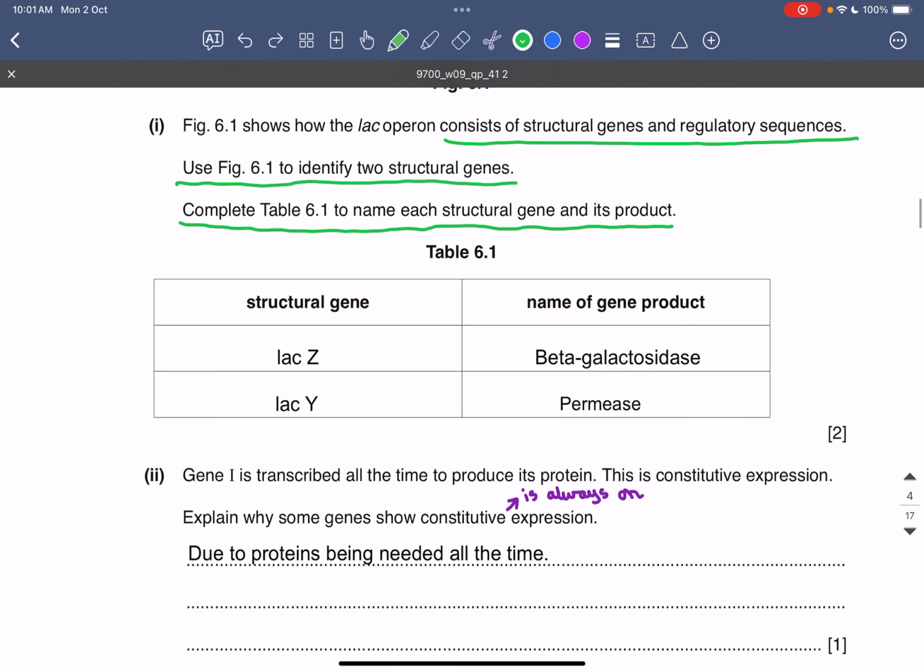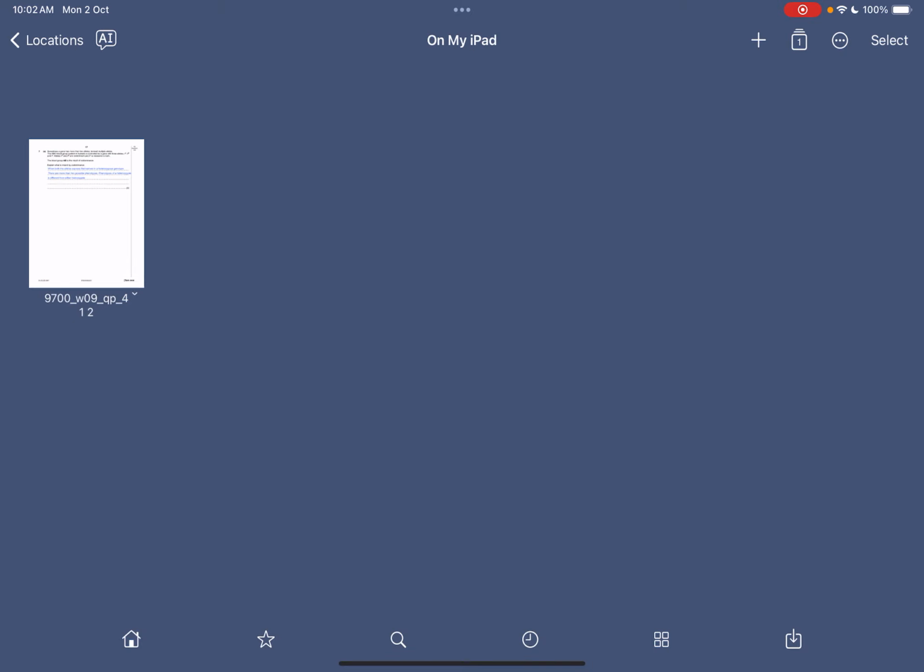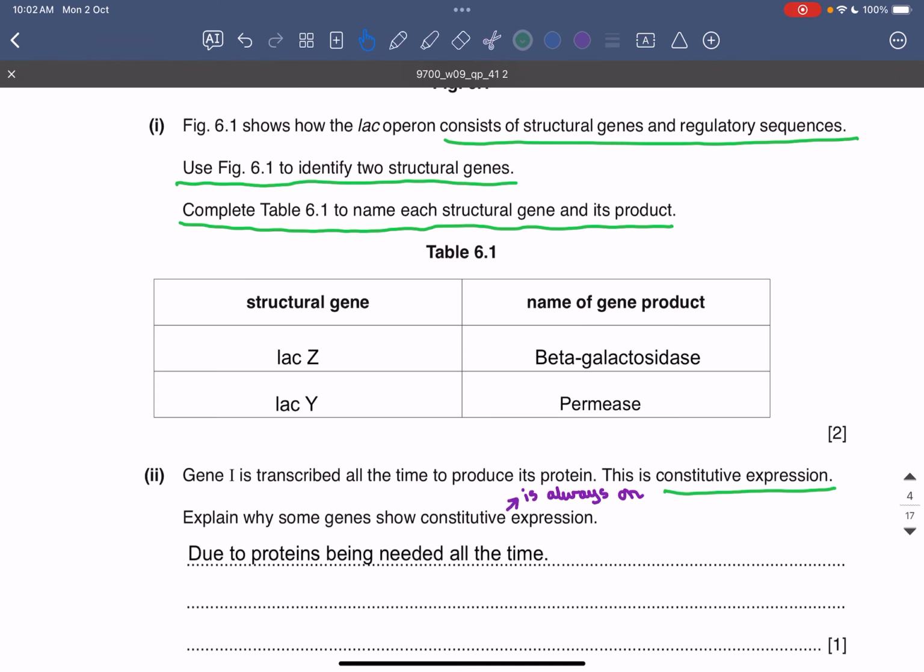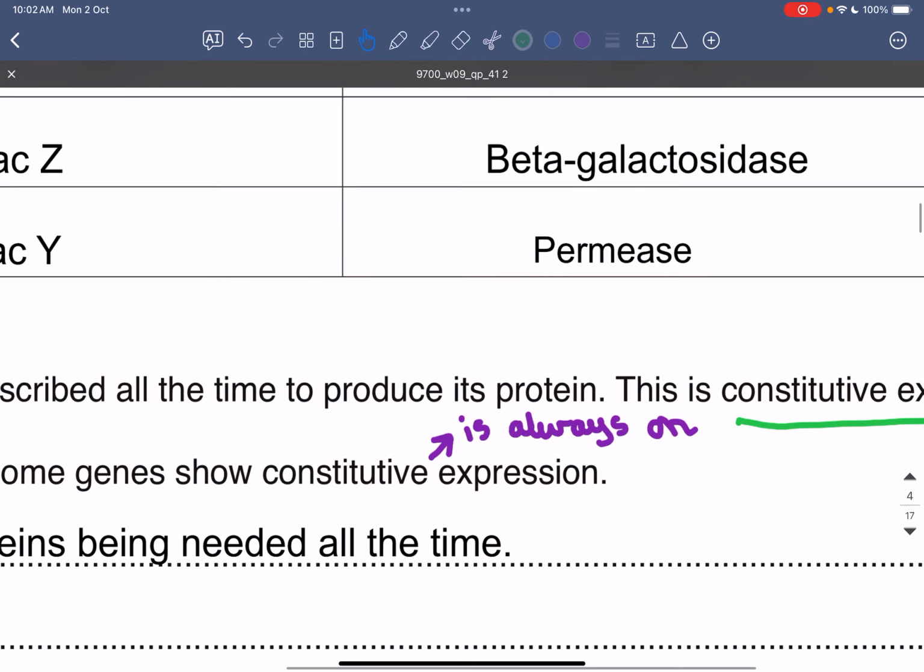Gene 1 is transcribed all the time to produce its protein. This is constitutive expression. Explain why some genes show constitutive expression. Basically, constitutive expression is a type of gene expression which is always on. It's not like your regular gene expression. Constitutive gene expression means the gene is always getting expressed all the time in the cell.